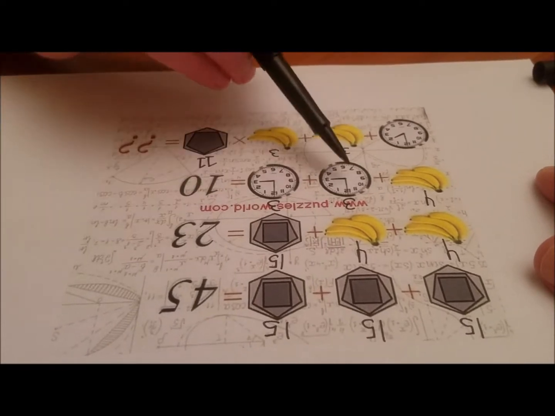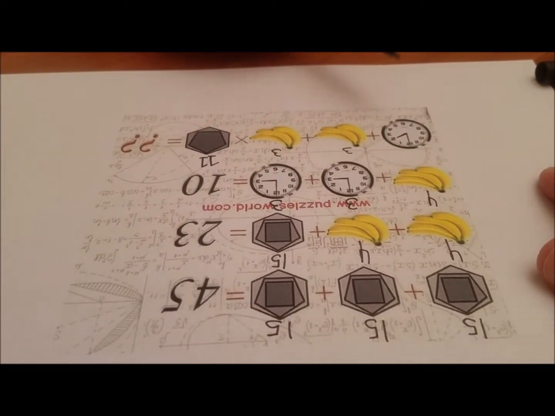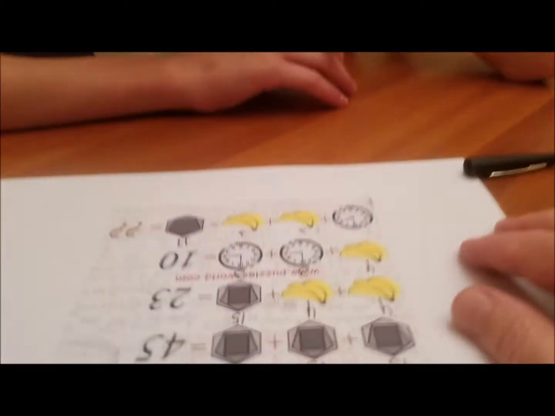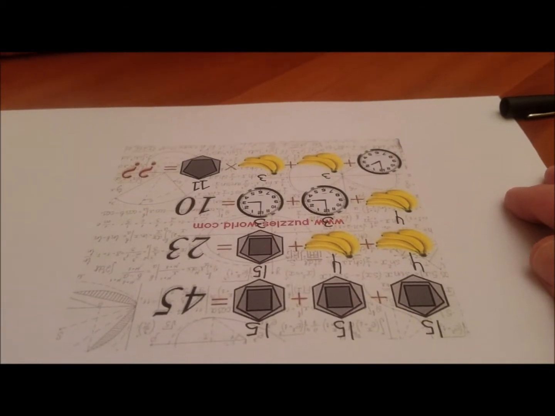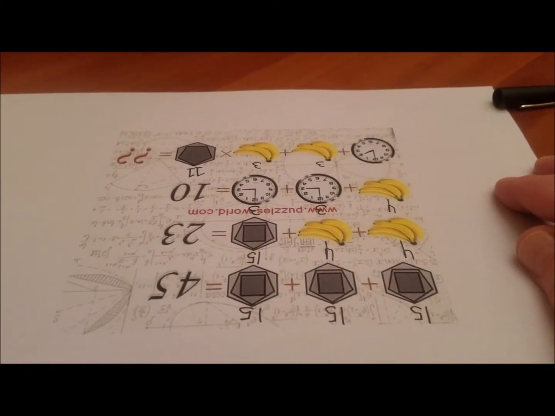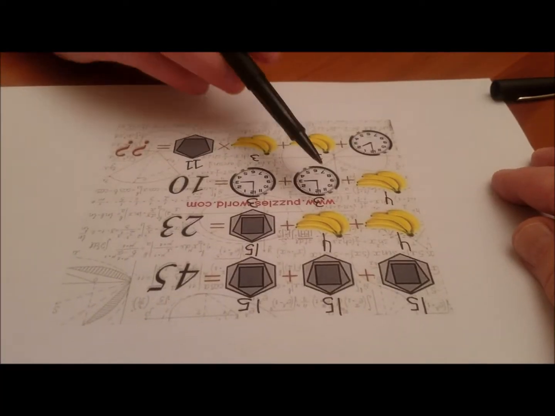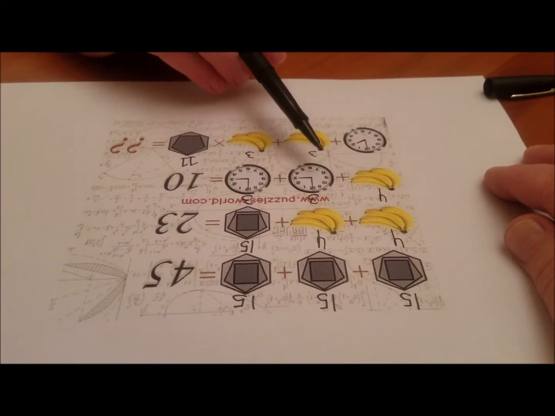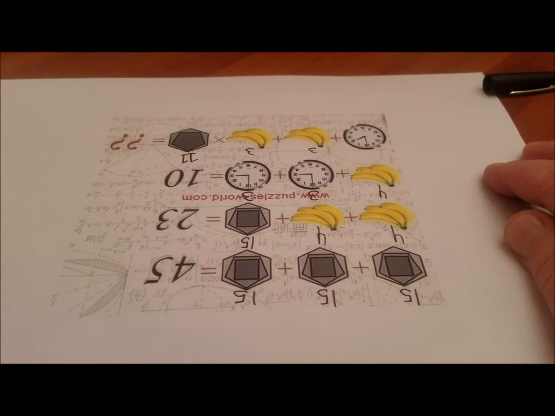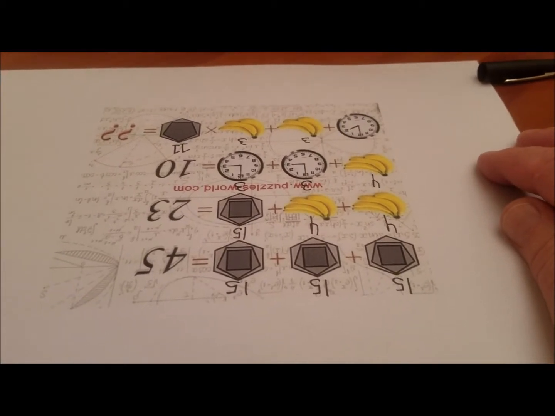Because over here the clock is pointing at 3 exactly, and over here it's at 2 exactly. But why are we assuming that the time on the clock makes a difference? Why do you think that the time of the clock makes a difference? Because over here the time of clock matches the value of the number. Well, maybe it matches the value just by accident.